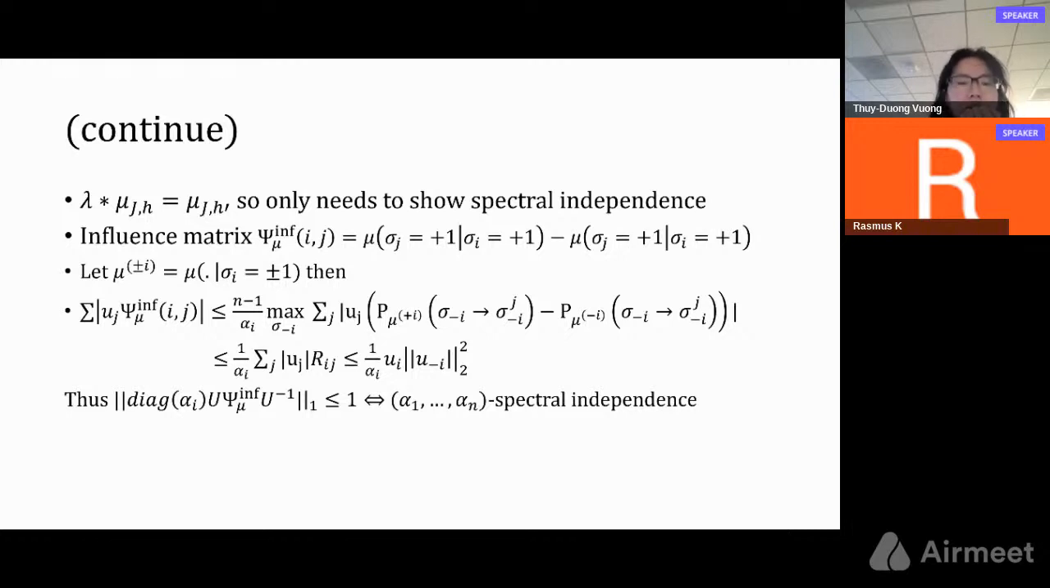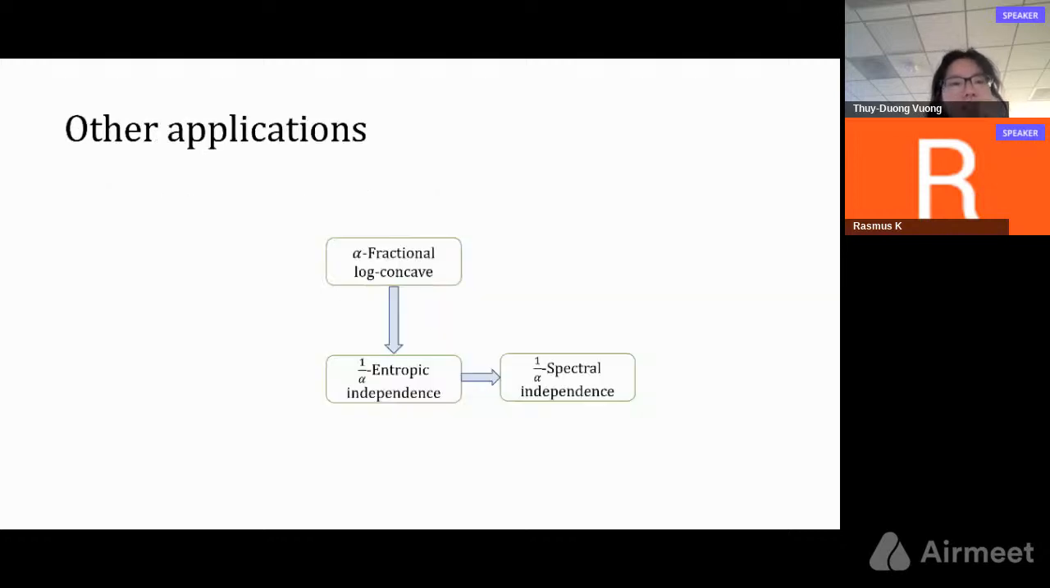And to show spectral independence, we need to use the previous idea of going from a bound on the dot-producing matrix to spectral independence. But this part is quite technical, so let's skip that.